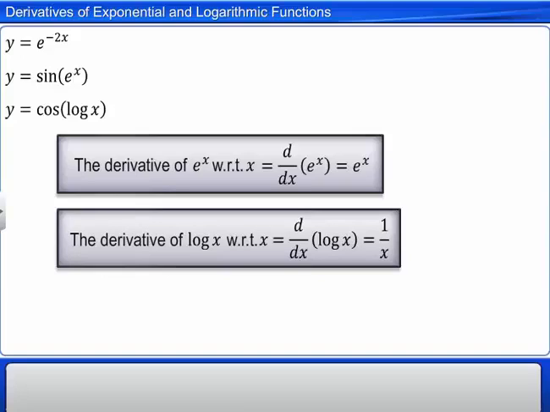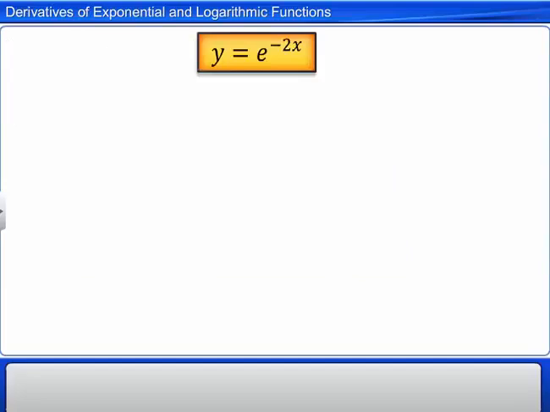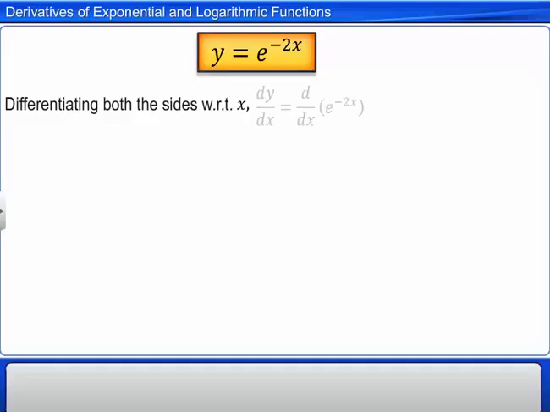Observe that in each case, the given function is a function of a function. So, we will apply the chain rule while differentiating them. Let's begin with the first one. On differentiating both the sides with respect to x, we get dy by dx is equal to d by dx of e raised to the power minus 2x.